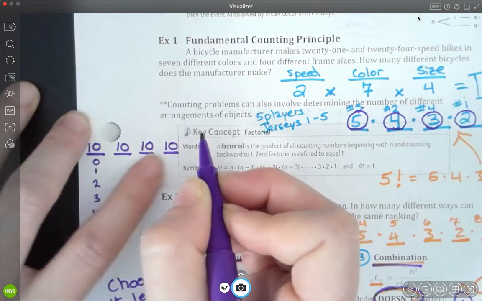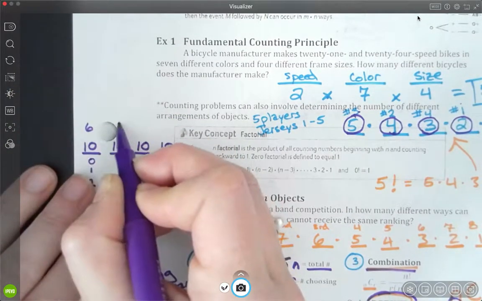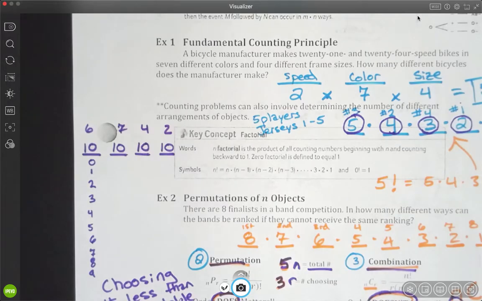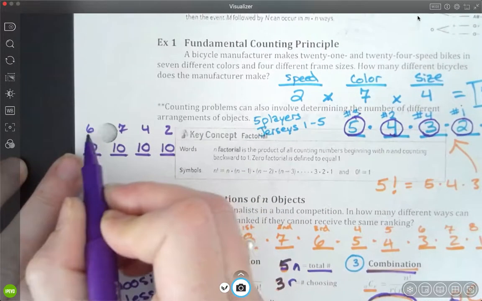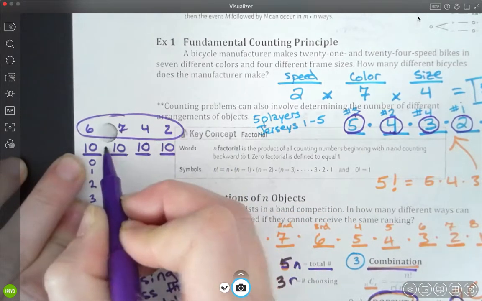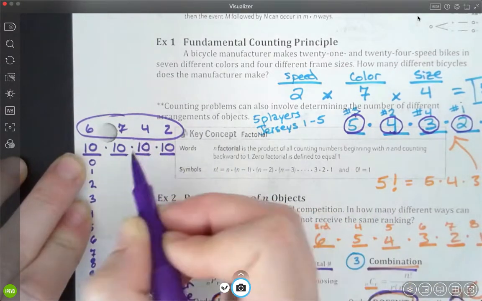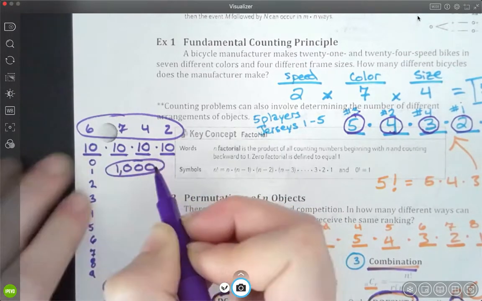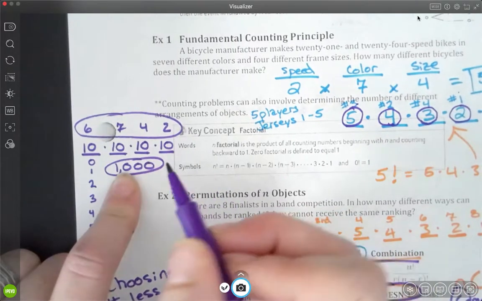So maybe that number is 6, 7, 4, 2. Maybe that's your lunch number. So we need to know how many total possible lunch numbers can be made. So if 10 different numbers could go in each spot, that is 1,000 different lunch numbers before we have to start repeating lunch numbers over again.